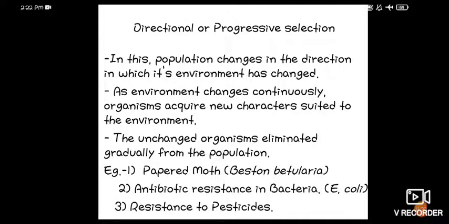factors. So these are the resources which the organism gets from the environment. We can simply explain this directional or progressive selection by examples, such as the peppered moth. The scientific name of the peppered moth is Biston betularia. Then the second example is antibiotic resistance in bacteria, like E. coli. Then the resistance to pesticide in various insects.